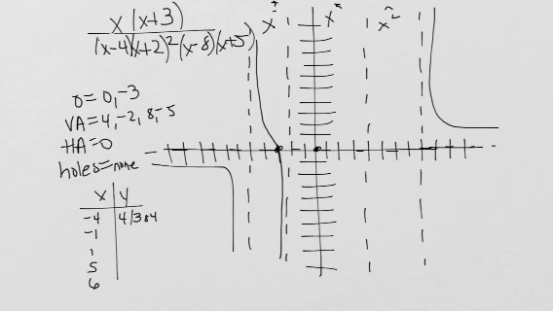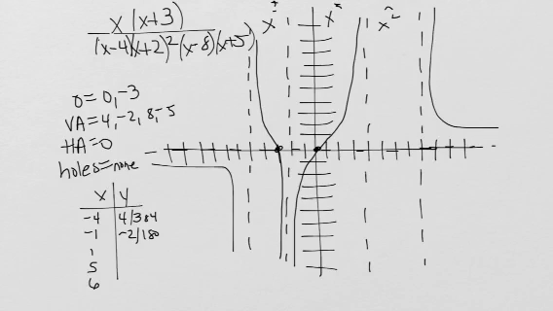Plugging in -1, I get -1 times -1 plus 3, which is -2. Then we need to look at the denominator. Looking at the denominator, we're going to get -1 minus 4, which is -5. -1 plus 2 is 1. 1 squared is 1. -1 minus 8 is -9, and multiply that by -1 plus 5, which is +4. That gives us 180. That tells us we're going to start out negative, we're going to come up and cross, and we predict we're going to be positive.